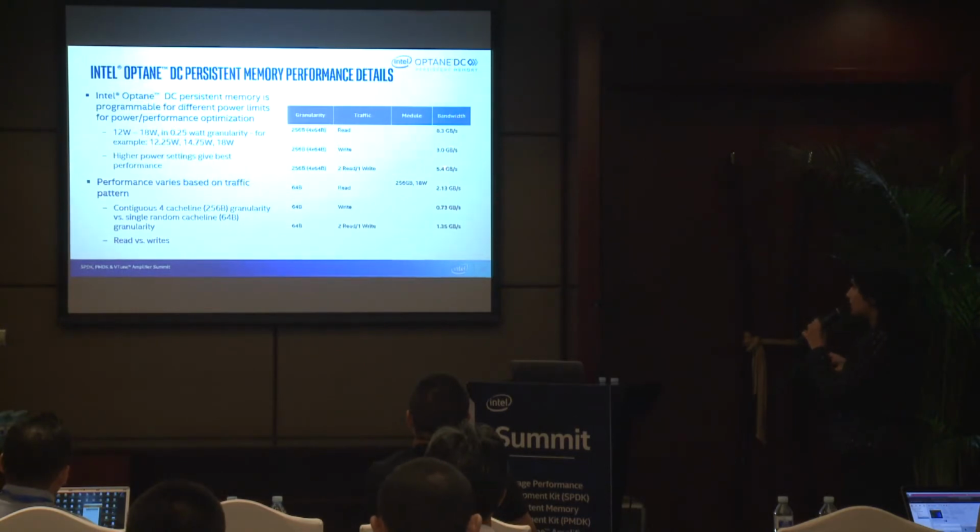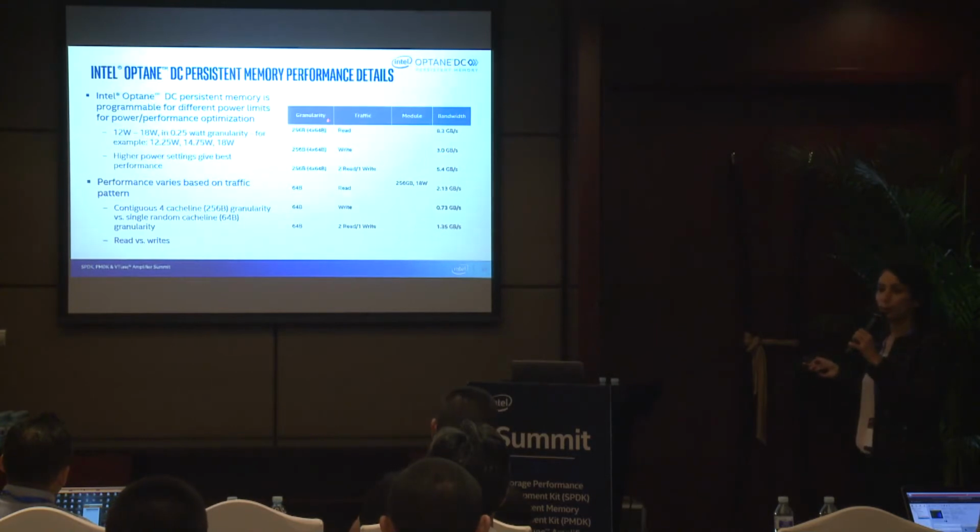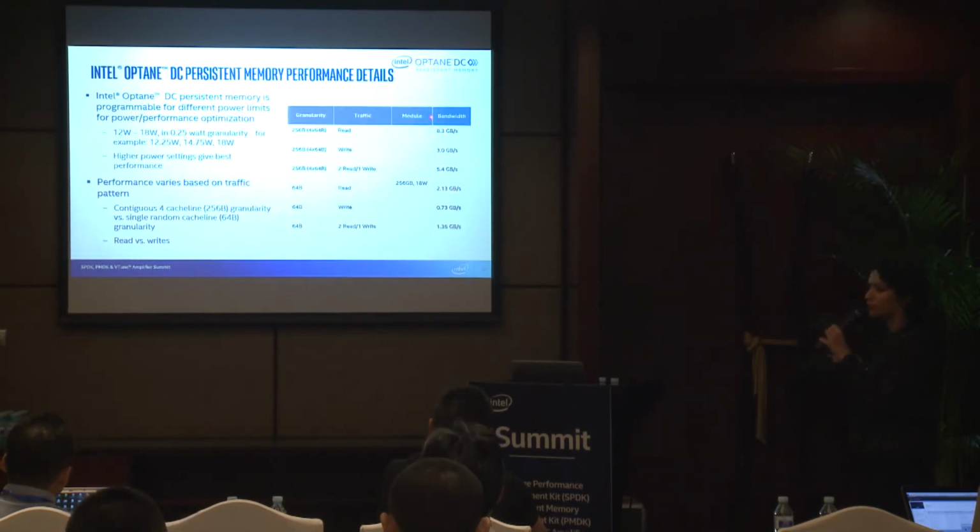On a single DIMM at 18 watt, you're going to see a bandwidth of 8.3 GB per second. For a write, that comes down considerably to 3.0 GB per second, and writes are less performant than reads. That's how it is. And for 2 reads, 1 write, it's at 5.4 GB per second, right? Now, if you look at the random cases here, reads are at 2.13 GB per second. So that's about 1/3 of 8.3.